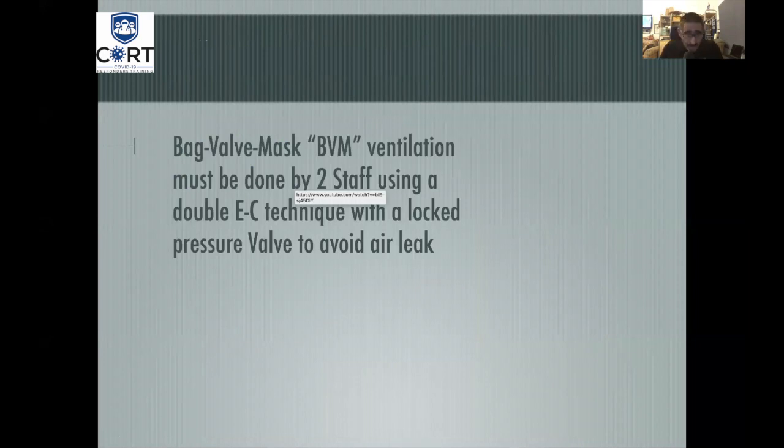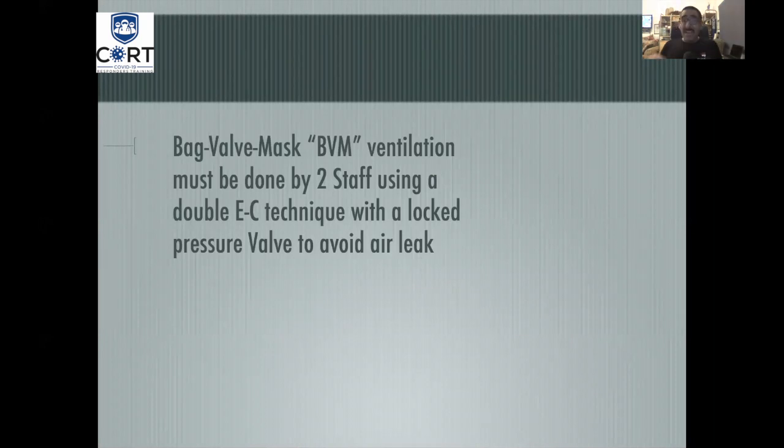Now, before intubation, or if I don't know how to intubate, or I don't have someone to intubate for me, and I'm going to do BVM, bag valve mask ventilation, remember that you need to do a 2-person technique. What do I mean by that? One person's job is to seal the mask on the patient, and the other person would ventilate. Why do we do that? To reduce the air leak around the mask and reduce the aerosolization of the virus.